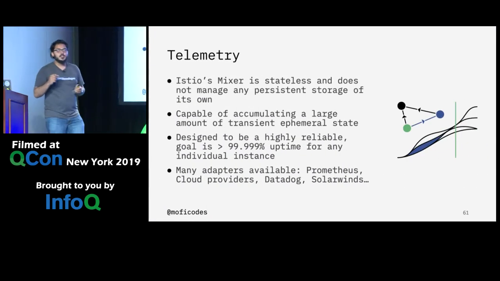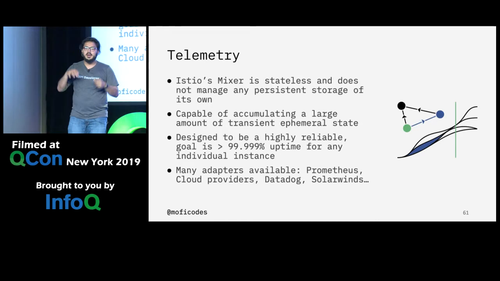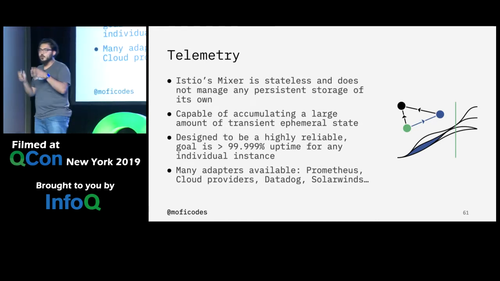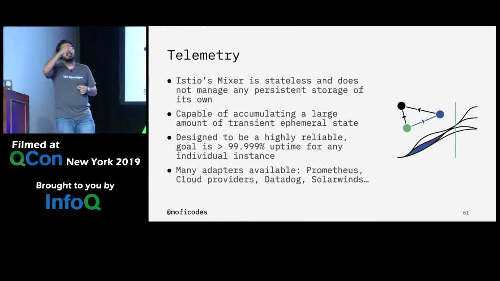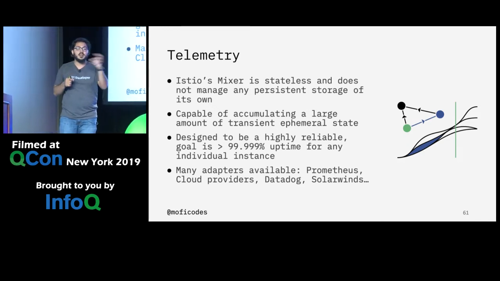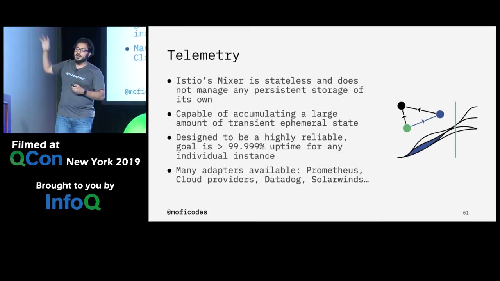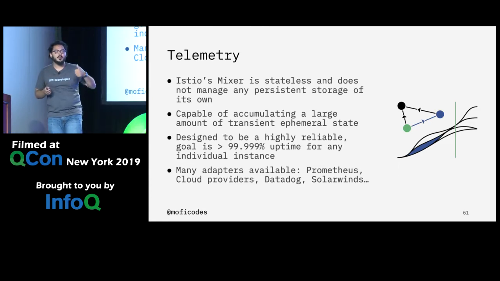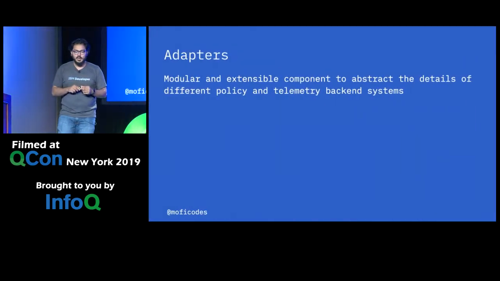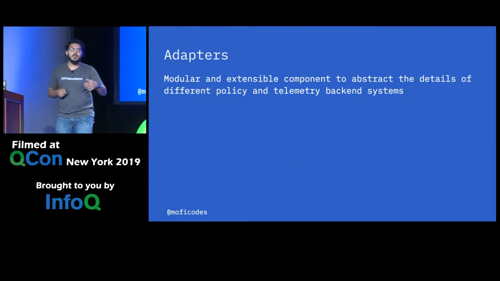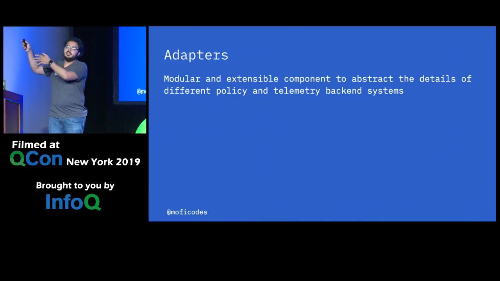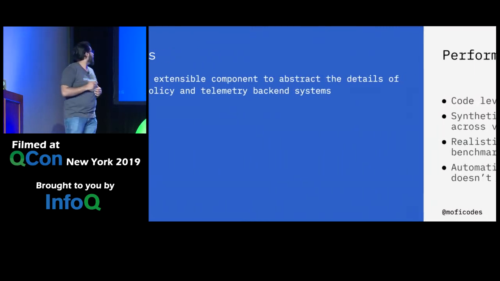For telemetry, Istio's mixer that collects the telemetry by itself is stateless. It doesn't really store anything in mixer. It has adapters. As soon as any telemetry comes in, it will just pass it on to the adapter it has. It can have an adapter for Prometheus, for Datadog, SolarWinds, or anything. You can actually create your own adapters as well if you have some other service that you use. So adapters are modular and extensible. You can create your own or use third-party ones. For example, if you're using Datadog, you can just have an adapter for Datadog, and it'll just send the data to the Datadog server without you having to do any more in the code.